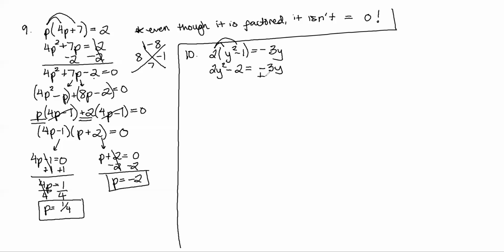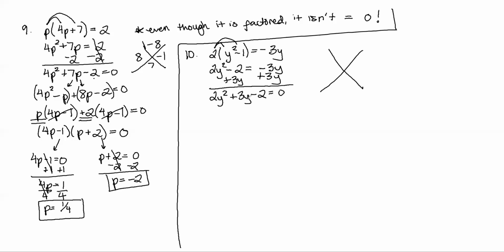Let's add this 3y to the left to get it equal to 0. And you want to make sure it's in standard form for factoring. So I'm going to leave the 2y squared in front. I'm going to put the 3y next, so plus 3y, and then minus 2. If you want to write it as minus 2 plus 3y, you're going to have to rearrange so that you can factor it. Now it's equal to 0 and it's in standard form, so let's go ahead and factor.